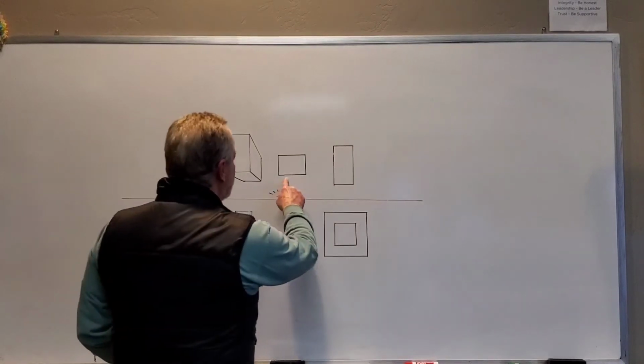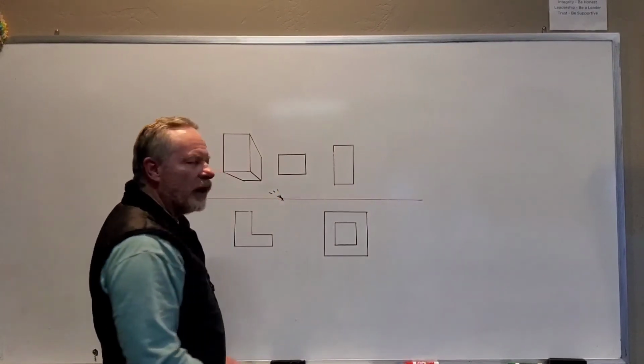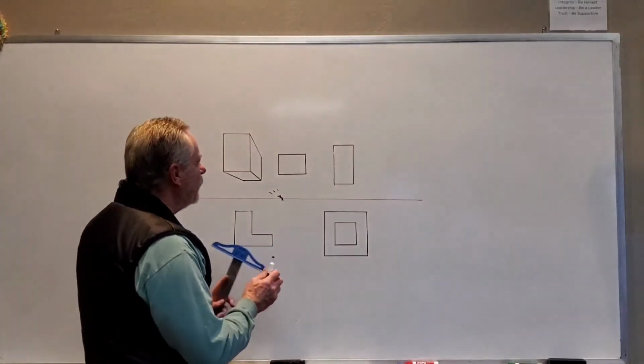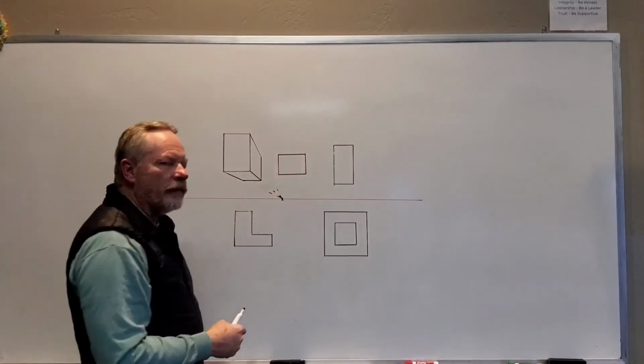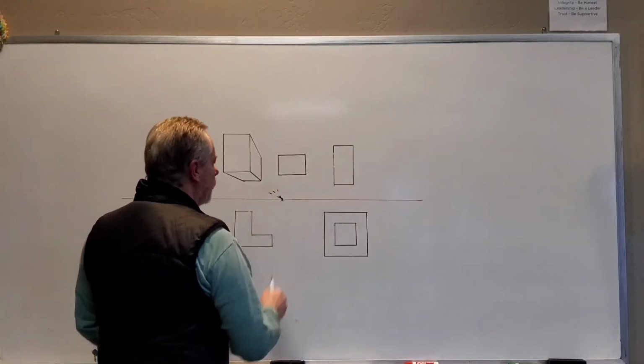Now this box just happens to be over top of the vanishing point. That means we're not going to see this side, we're not going to see this side. We can't see the top because it's above the horizon line, but we will see the bottom.